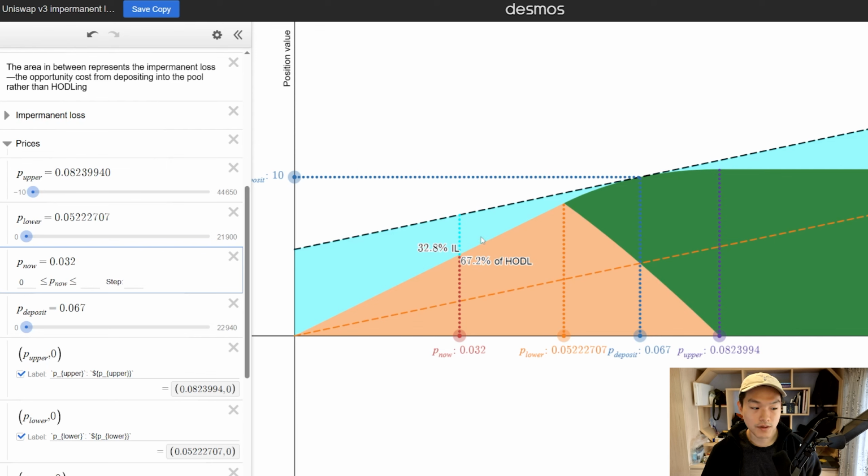So for some reason, if SOL drops sharply against ETH, he would probably be better off just holding if he was in range for only 143 days, right? But if he was in range for like a whole year and gaining 50% APR, you can see 50% is greater than 32.8%, right? So he would probably be still net positive for the year.